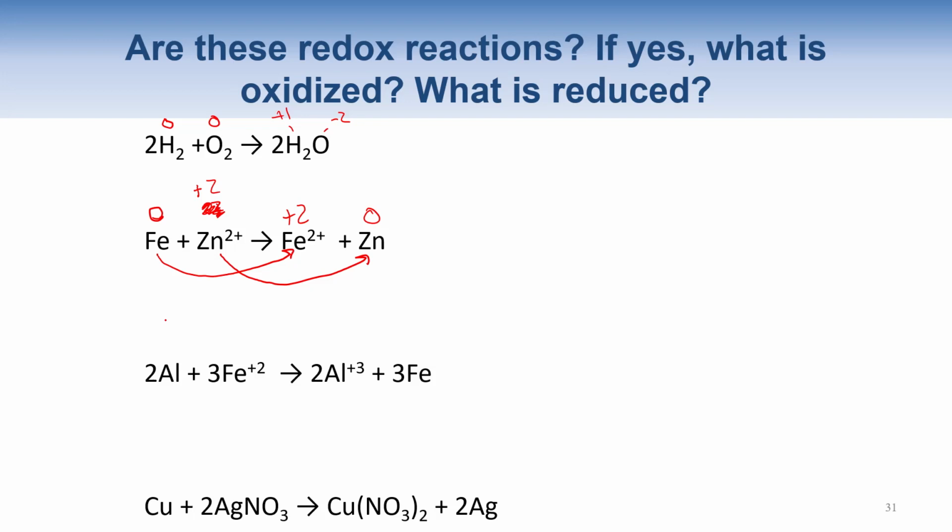When we look at the next one, elemental is given 0. And when we have monoatomic ions, it's given the charge. So the charge is +2 and +3 for this one. Aluminum went from 0 up to a +3. So aluminum was oxidized. Iron went from +2 down to a 0. Iron was reduced.